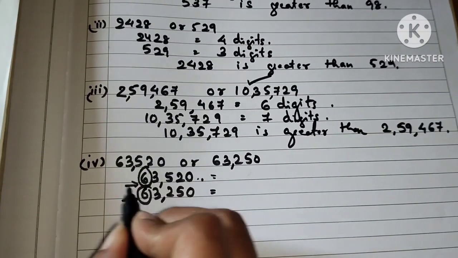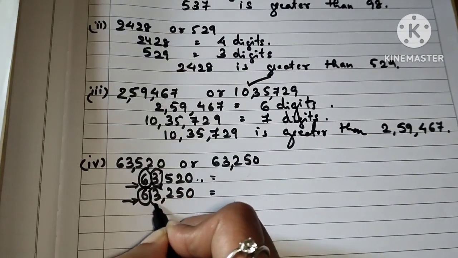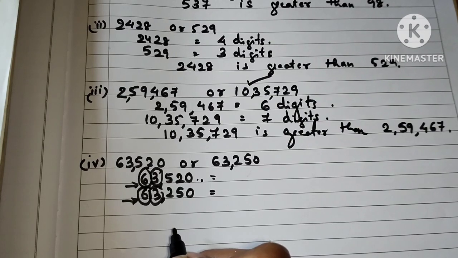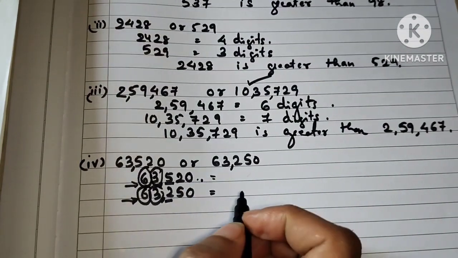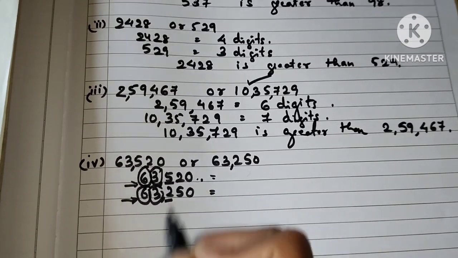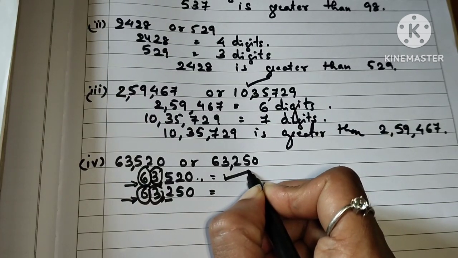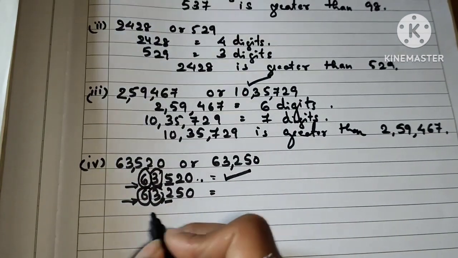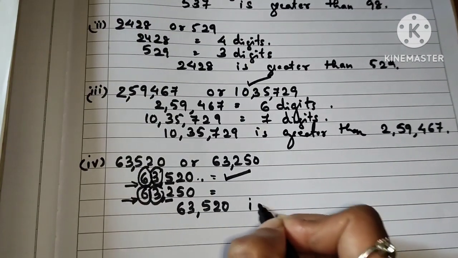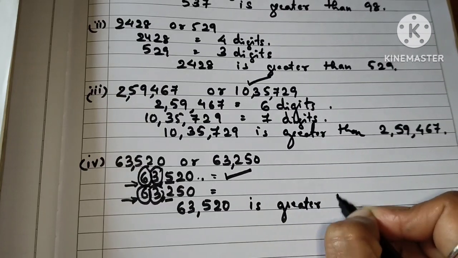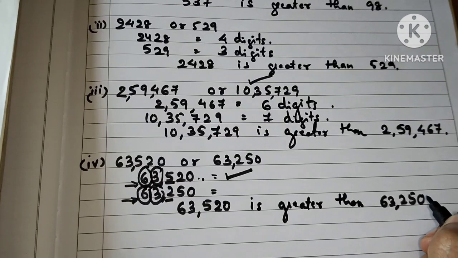If it is the same digit, just move on to the second digit from the leftmost. 3 and 3. Again the same number continues. If the same number continues, go to the third digit from the leftmost. 5 and 2. Okay, now we will get which is greater here, children? 5 is greater. So we will say that this number is the greatest number. We have to compare from the leftmost place. Now we can write it as 63,520 is greater than 63,250. Understood, children?